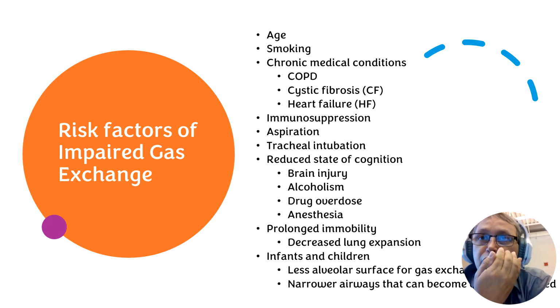There is also a reduced state of cognition, bringing problems of aspiration. This reduced state can be caused by brain injury, alcoholism, by both the mother or the teen, and drug overdose with anesthesia. Prolonged immobility causing decreased lung expansion, which we discussed previously, and infants and children, because of their smaller volume, have less alveolar surface for gas exchange and reduced airways that can become compacted.